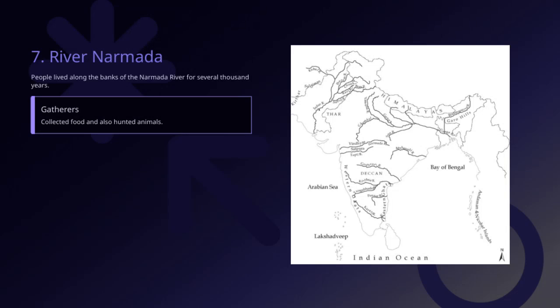People gathered food in different ways, including collecting edible plants and hunting animals. This shows how resourceful and adaptable early gatherers were in their environment. They lived along the banks of the Narmada River for several thousand years, which was a crucial part of their survival. The river provided water, food, and a means of transportation, making it an ideal location for these communities. The Narmada River played a vital role in shaping their way of life, and understanding this helps us see how early humans thrived by utilizing their natural surroundings.